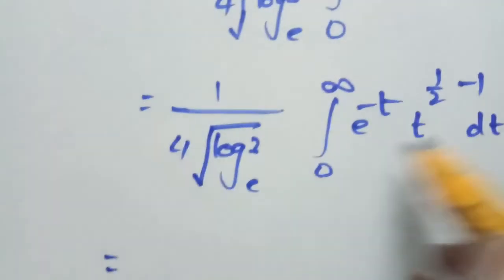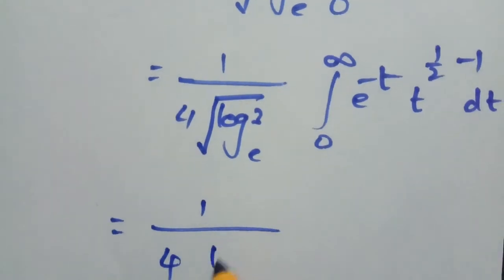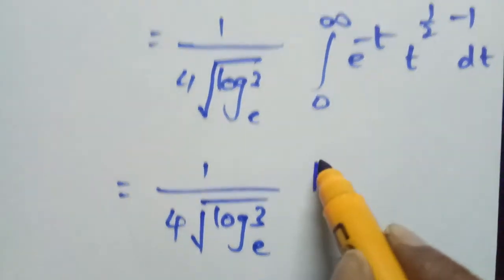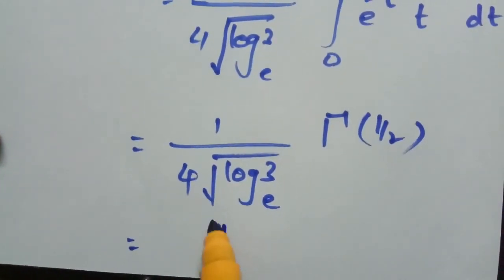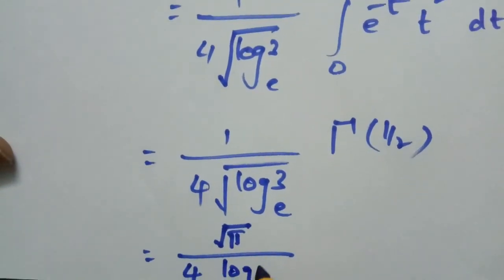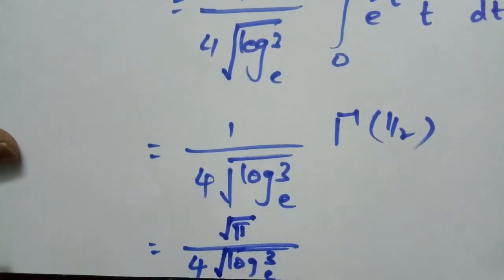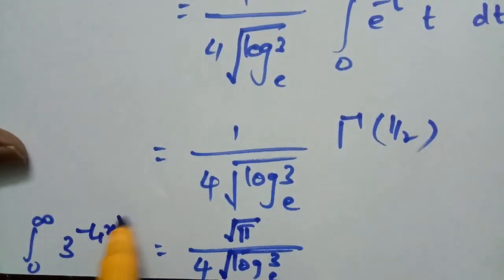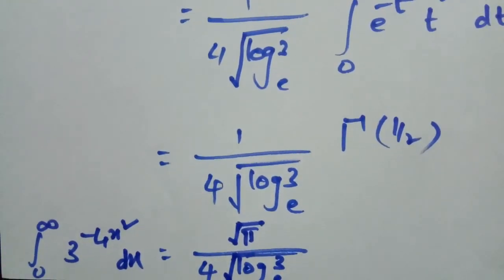Therefore, by the definition of gamma function, this is 1 by 4 into square root of log 3 base e into gamma of 1 by 2. But gamma half is equal to square root of pi. So this is square root of pi by 4 into square root of log 3 base e. This is the integral from 0 to infinity of 3 to the power of minus 4x square dx. This is our required integration.